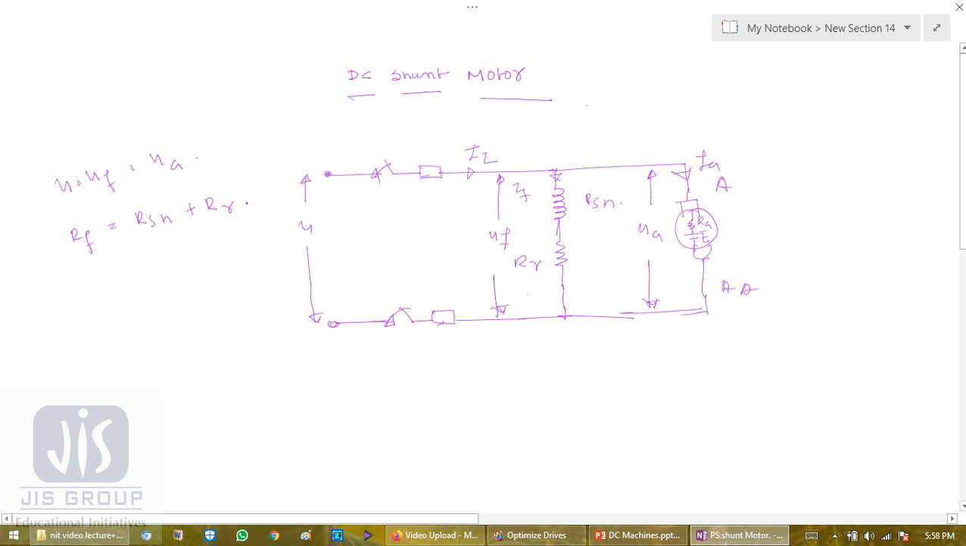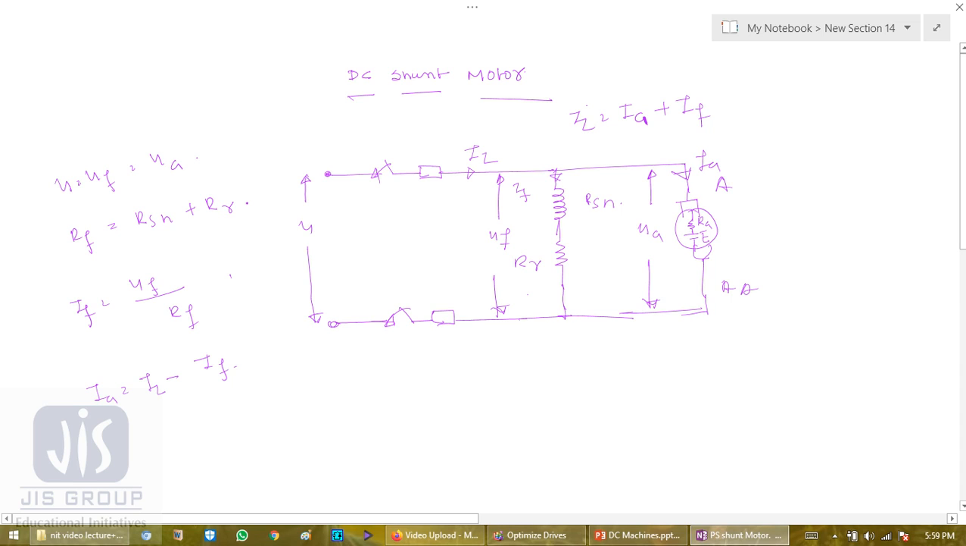Okay, IF is UF divided by RF. Armature current equals IL minus IF, because IL is divided into two parts, IA plus IF. So IA equals IL minus IF.